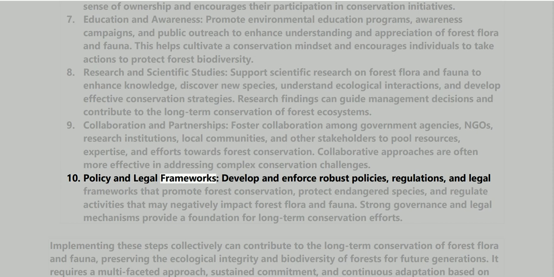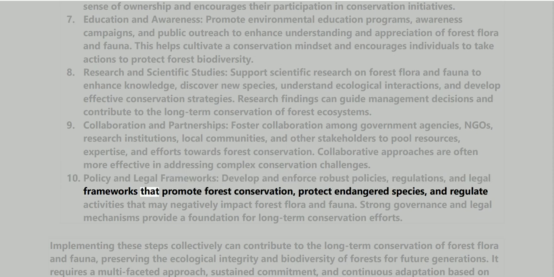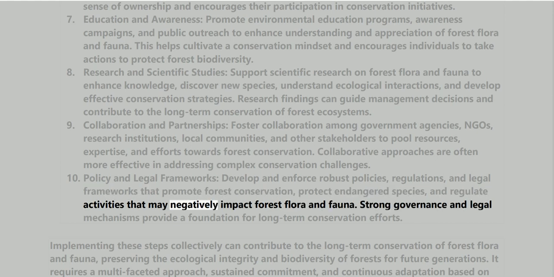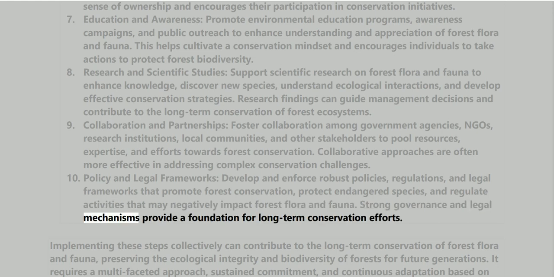10. Policy and legal frameworks. Develop and enforce robust policies, regulations, and legal frameworks that promote forest conservation, protect endangered species, and regulate activities that may negatively impact forest flora and fauna. Strong governance and legal mechanisms provide a foundation for long-term conservation efforts.